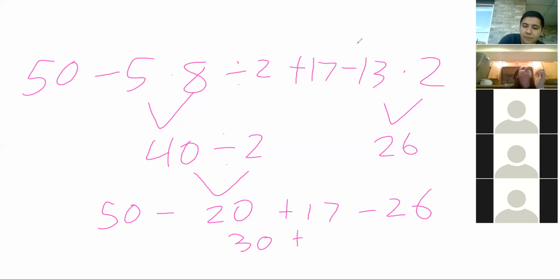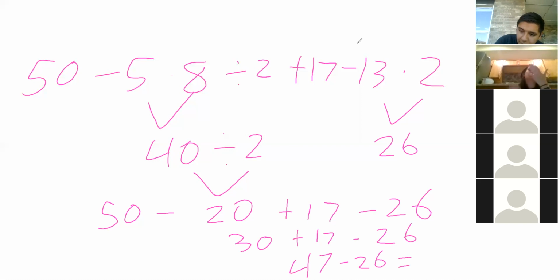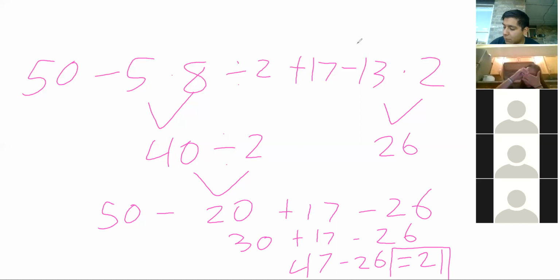And then we're going to add our 17. 47. And minus 26. It is 21. There you go. That's our answer. So again, you might do it in a different order and you might get the correct answer, but you may not, right? So again, we always want to start from left to right.